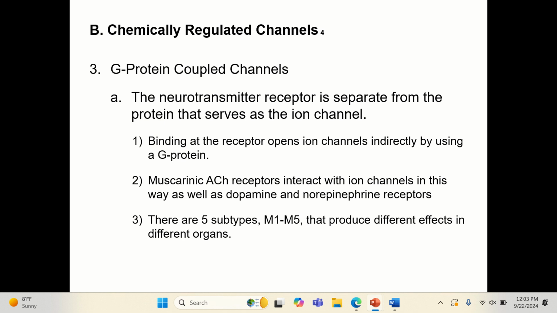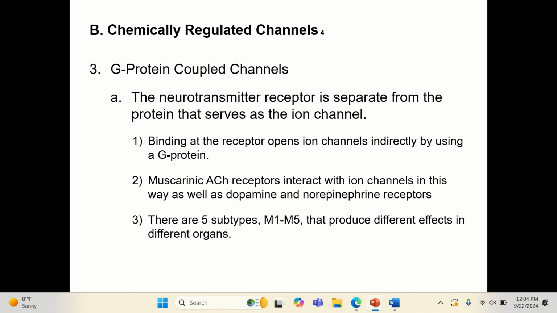All right, now we have G-protein coupled channels. You're going to see these a lot. I'm getting ready to do chapter 13 in my homework prep for y'all, and literally in every chapter, there have been G-protein coupled channels mentioned. So here we go. The neurotransmitter receptor is separate from the protein that serves as the ion channel.